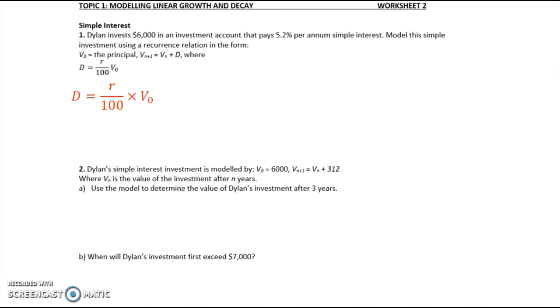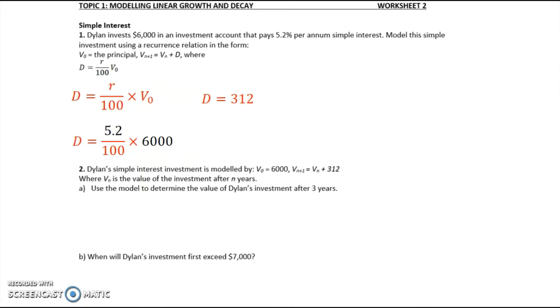Well, first of all, we need to look at the common difference formula. We've got the common difference equals the rate divided by 100 multiplied by the initial value. We substitute the values we know, so they are highlighted in black. 5.2 divided by 100 multiplied by 6,000. We use our ClassPad to calculate that and we end up getting 312. So that represents the difference between each term.